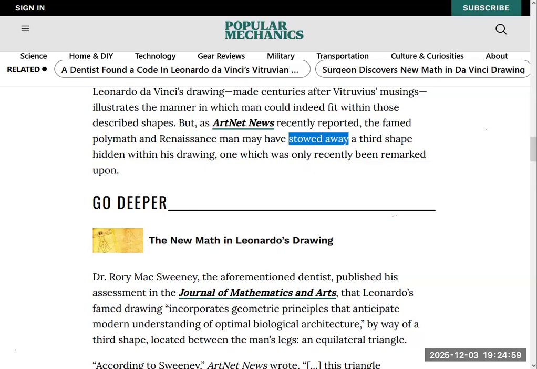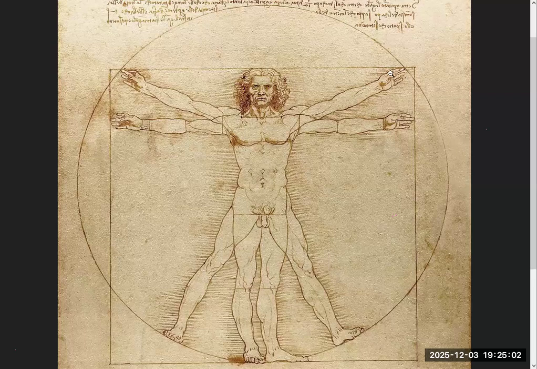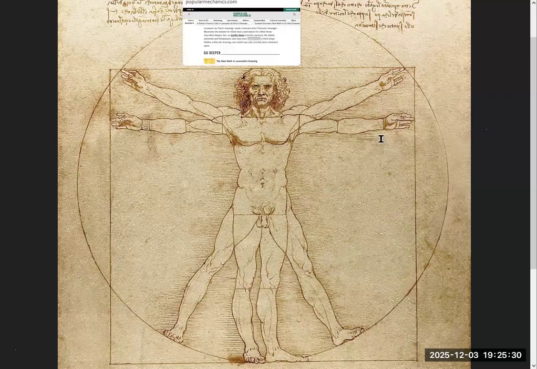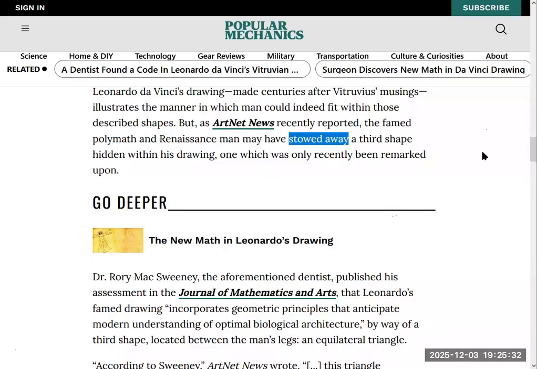So if you go back to that picture that we saw at the beginning, we can easily see the circle and we can easily see the square. They're saying there's a third shape here that isn't quite so obvious. It's sort of hidden somehow. And that's what the dentist noticed. If you remember, a British dentist noticed something in this drawing. He saw the two shapes, which are clearly obvious, but there's a third shape, which is stowed away, a third shape hidden within the drawing.